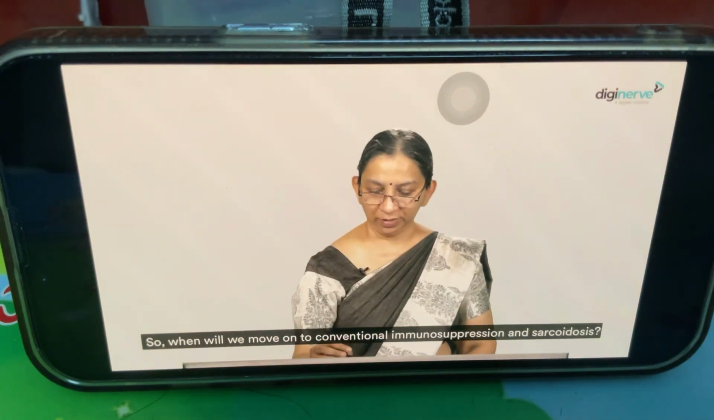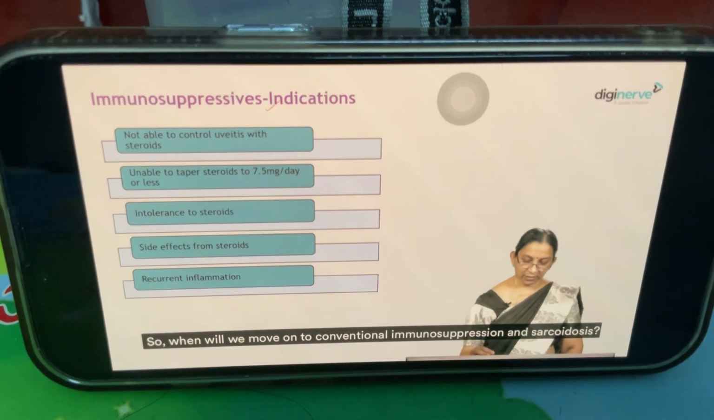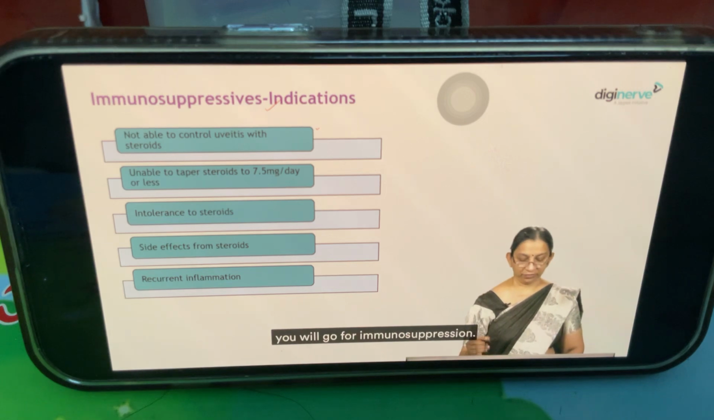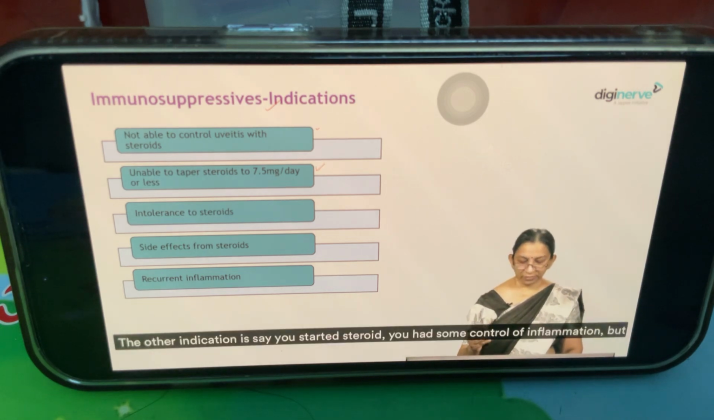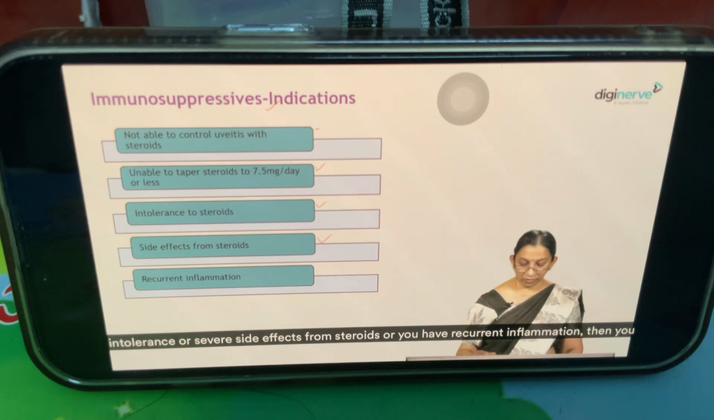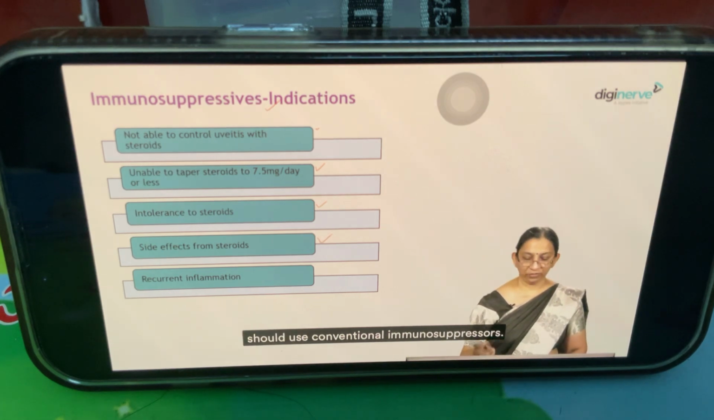So when will we move on to conventional immunosuppression in sarcoidosis? Say you started high-dose oral steroids and you're not able to control the uveitis, then you will go for immunosuppression. The other indication is, say you started steroid, you had some control of inflammation, but you are not able to taper steroids to below 7.5 milligram per day, or the patient is developing intolerance or severe side effects from steroids, or you have recurrent inflammation, then you should use conventional immunosuppressants.